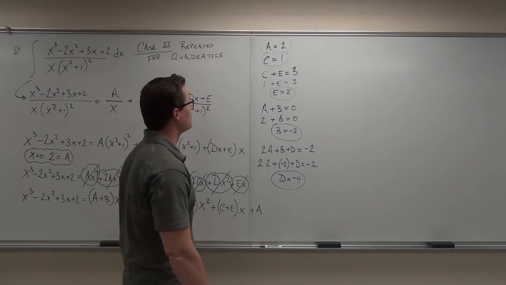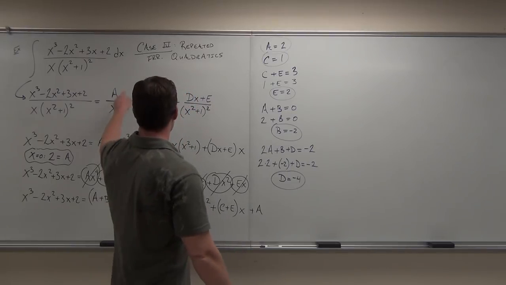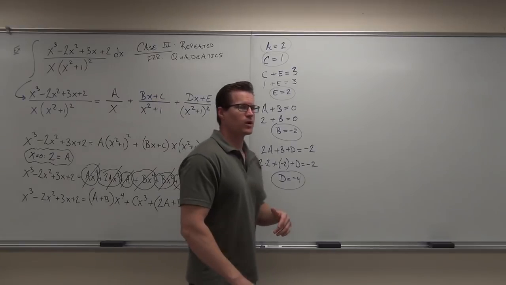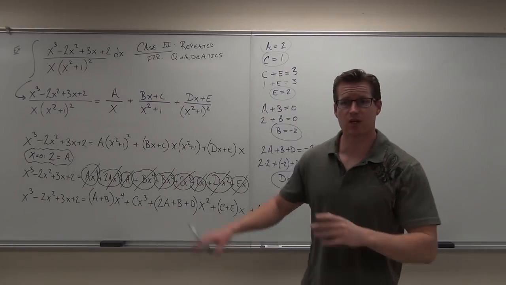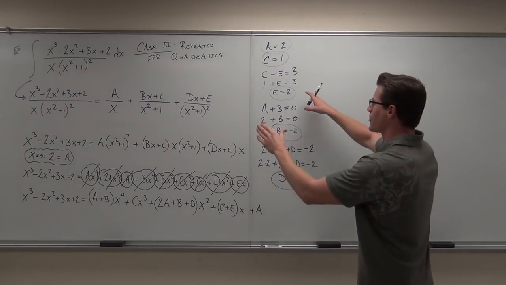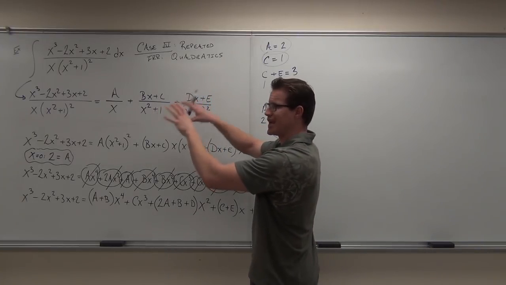Have we found them all? A, B, C, D, E, we got A, B, C, D, E. Hey, we got them all. Now let's go ahead and write out what these fractions are going to be. So can you go ahead and do that for me, please? Write out what this integral changes into.